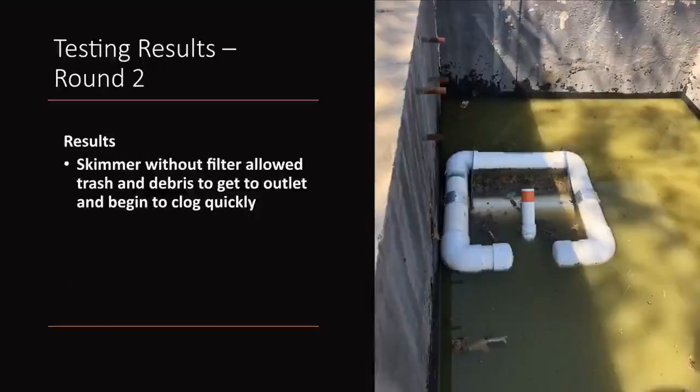During this testing, there was also a skimmer without an outlet. As you can see from this photo, trash and debris were able to get to the outlet much quicker and cause it to start clogging.